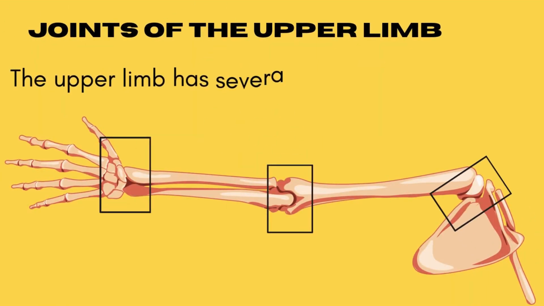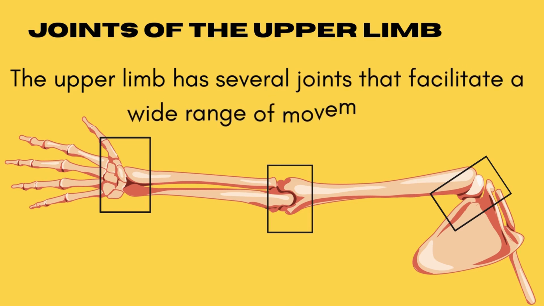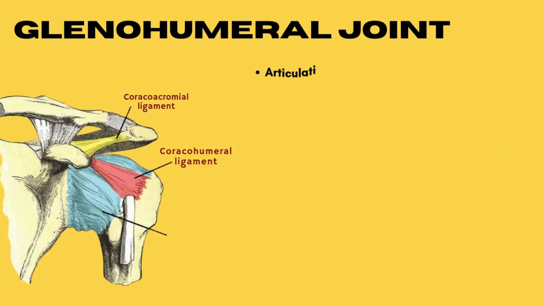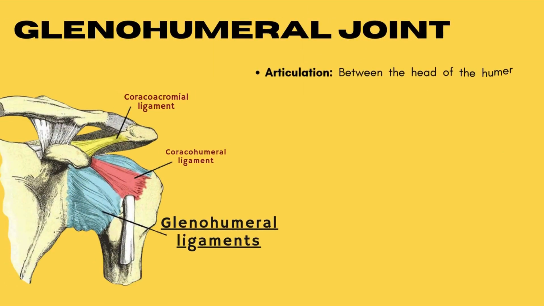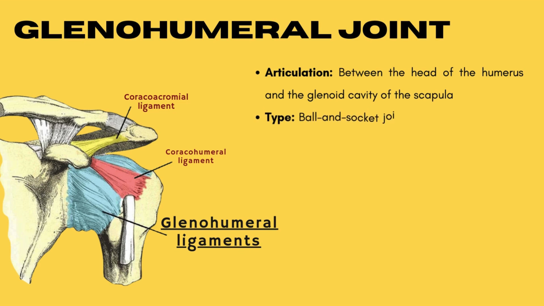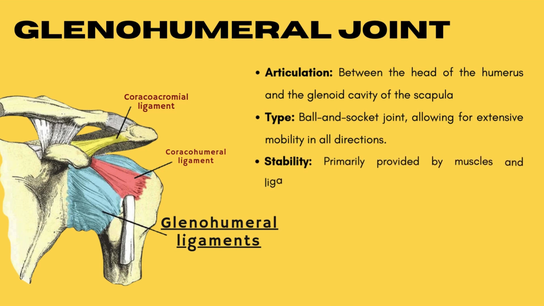Joints of the upper limb. The upper limb has several joints that facilitate a wide range of movements. Glenohumeral joint. Articulation between the head of the humerus and the glenoid cavity of the scapula. Type: ball and socket joint, allowing for extensive mobility in all directions. Stability, primarily provided by muscles and ligaments, e.g., rotator cuff, glenohumeral ligaments.